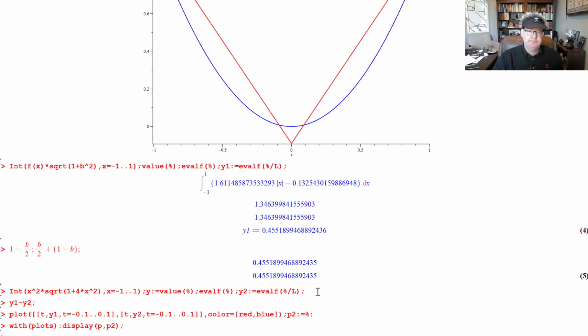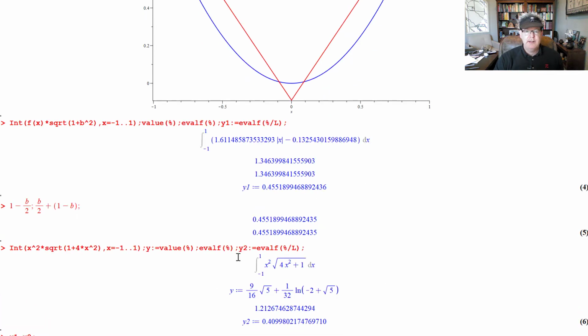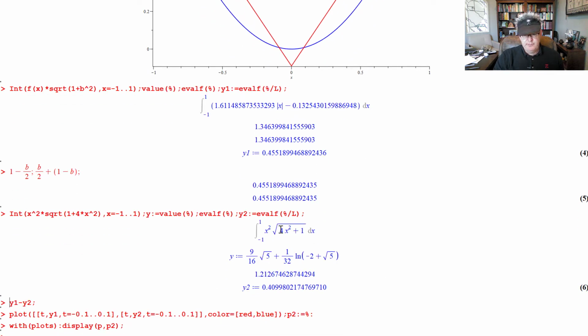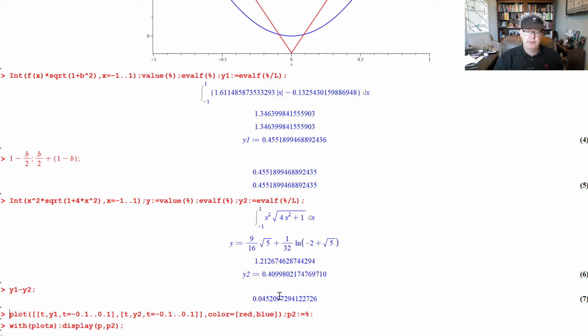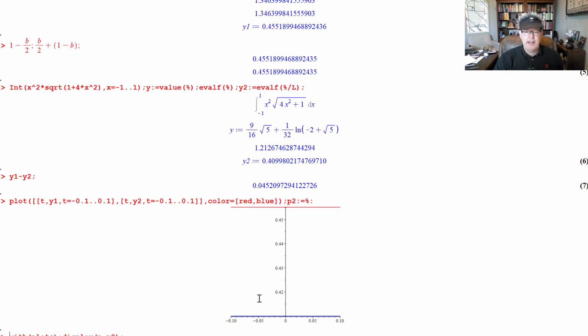Well, for the parabola, if I do the integral times this ds, then I get this value, and then if I divide by the length, I get 0.41. So it's got a lower center of mass. In fact, here's the difference. It's about 0.045 lower. If I plot the two centers of mass, well, it's hard to tell the difference there, but I'll plot with the curve.